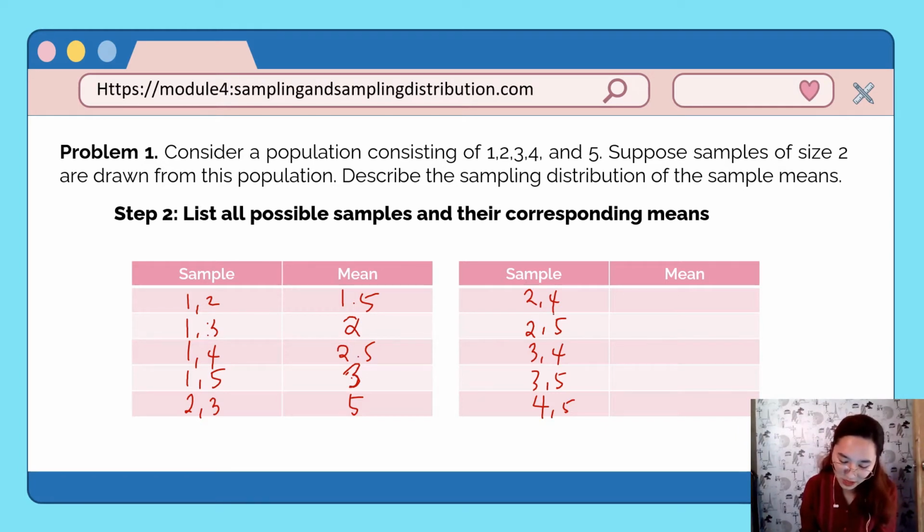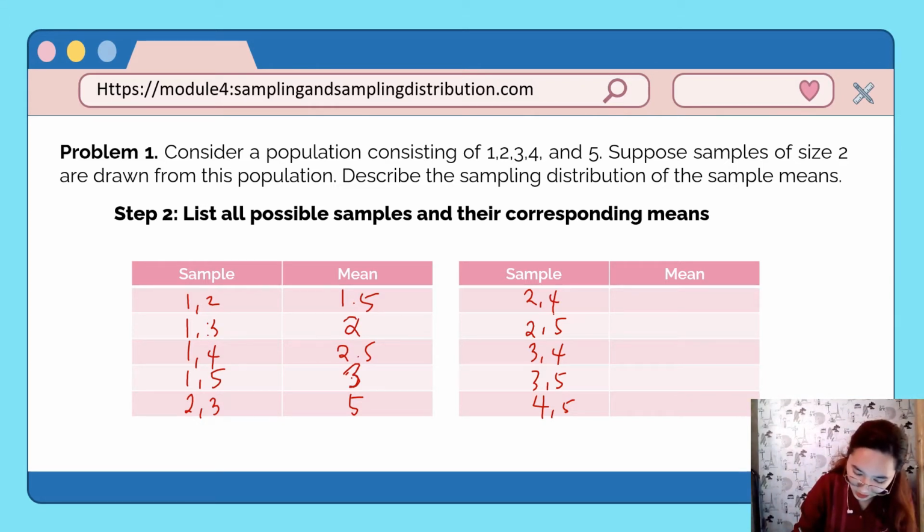So, kailangan mong i-add then divided by kung ilan sila. So, kaya siya 2 plus 4 divided by 2, kasi dadalawa lang sila. So, 2 plus 4 is 6, tama. Divided by 2, that is 3. 2 plus 5 divided by 2 is 3.5. 3 plus 4 divided by 2 is 3.5 pa rin. 3 plus 5 is 8 divided by 2, that is 4. 4 plus 5 is 9 divided by 2 is 4.5.